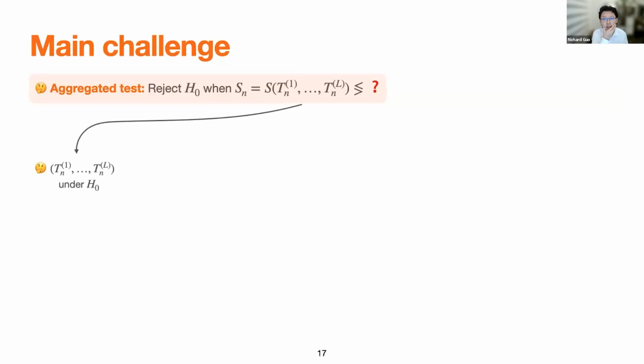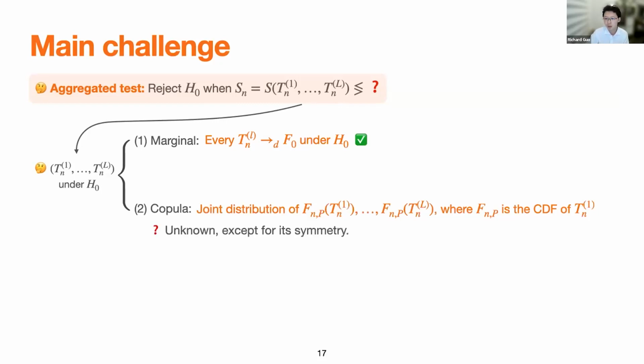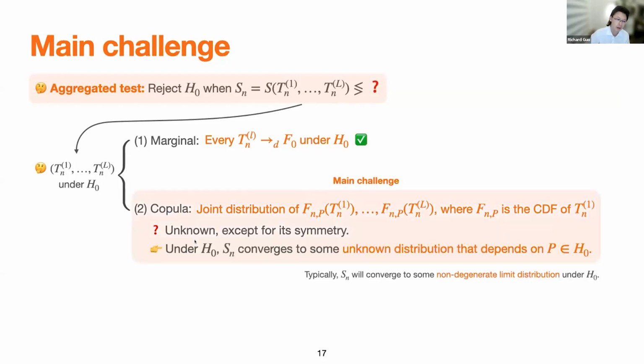Okay, so let's look at this aggregated statistic, whose null behavior would depend on the joint distribution of those exchangeable statistics under the null. This statistic vector's null distribution can be described in two parts, the marginal and the copula. The marginal, as we assume, will converge under the null to some null distribution. But the copula is something we just don't know. We know it's symmetric because it's exchangeable, but other than that, we don't really have anything to say about the copula. And therefore, because of this unknown dependency, or unknown copula, we can't easily come up with a critical value.